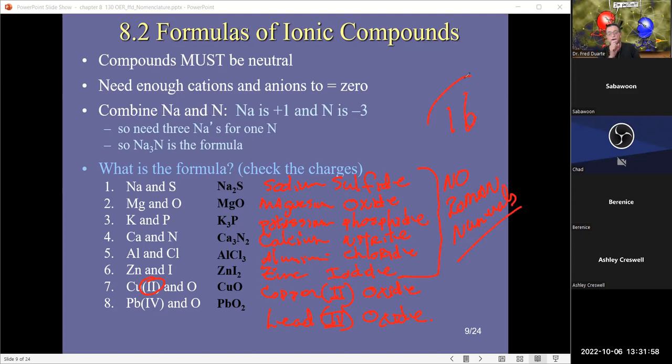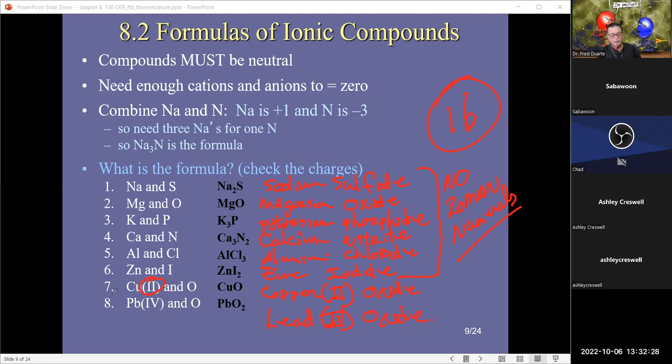Because they are part of the sweet 16, as I call them. Okay. They're part of the 16 that have a constant oxidation number. Okay. It's not variable. And therefore we know all the time what charge they're going to be. So therefore we do not use Roman numerals for those 16. So it wouldn't be sodium 1 sulfide, simply just sodium.